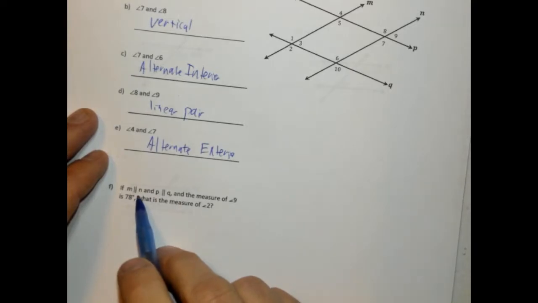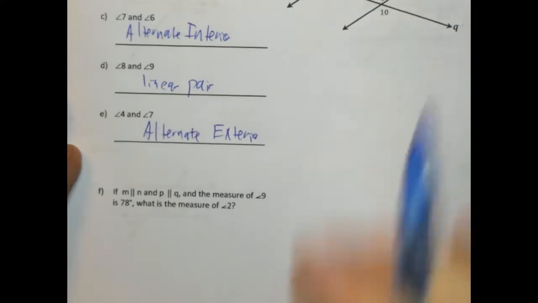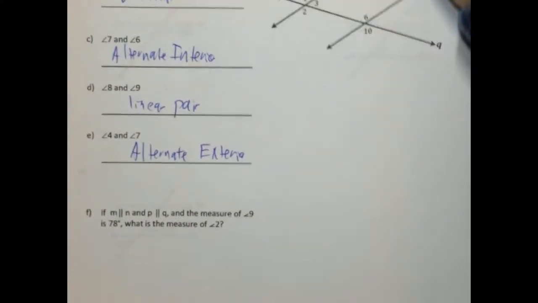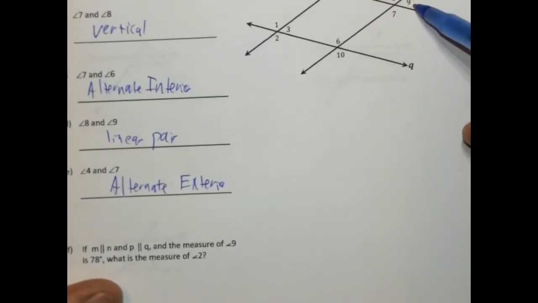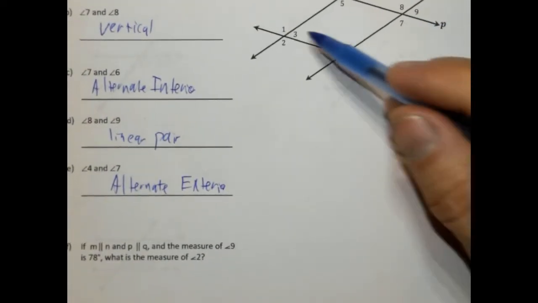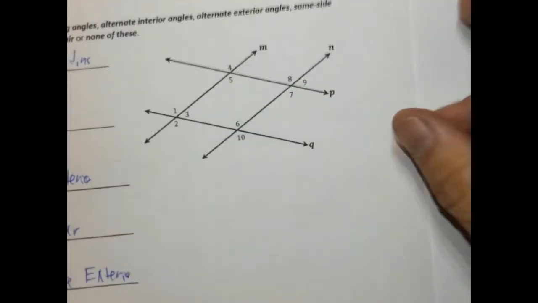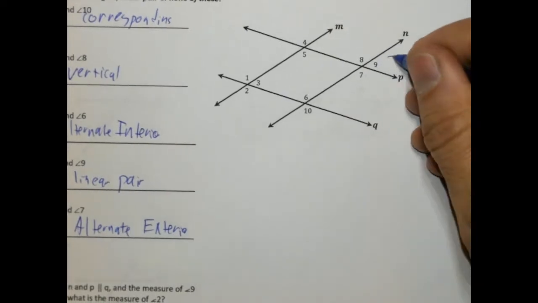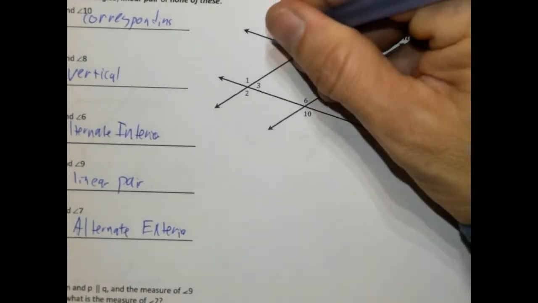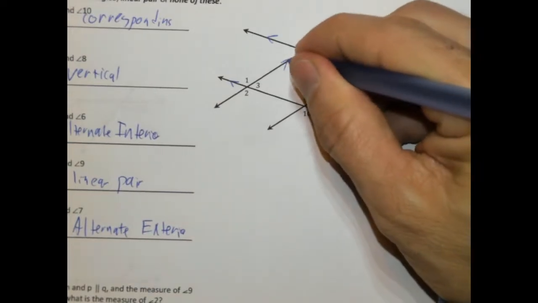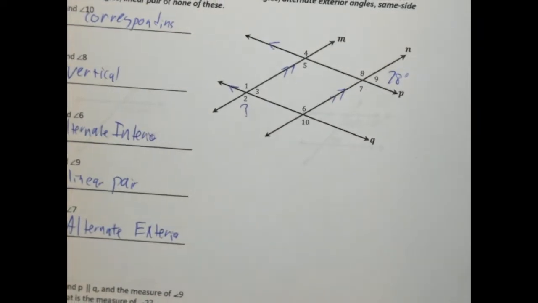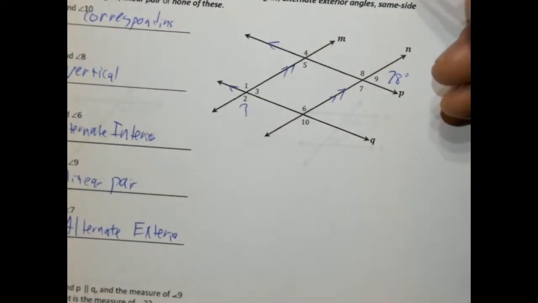If M is parallel to N and P is parallel to Q, so I assume we're talking about these, and the measure of angle 9 is 78 degrees, what is the measure of angle 2? Let me zoom in so you can see that a little better. So I'm going to fill these in. The measure of angle 9 is 78 degrees. We're told these are parallel, so I'm going to mark these to show they're parallel. We're looking for this angle here. There's a few ways for us to get there.